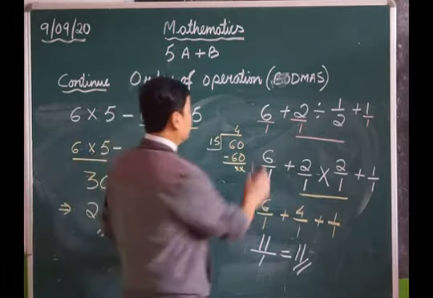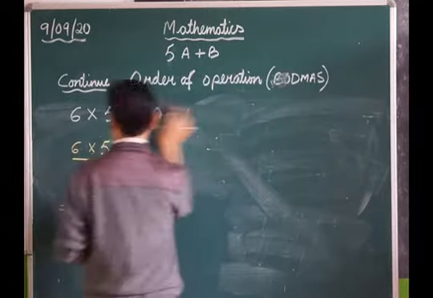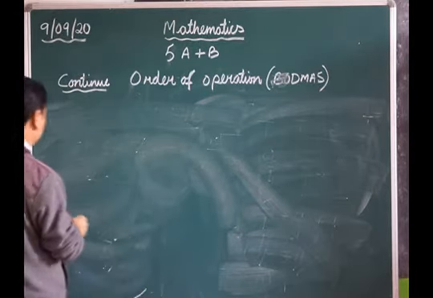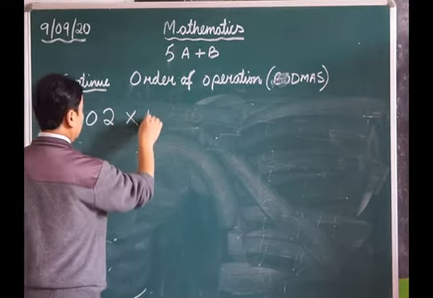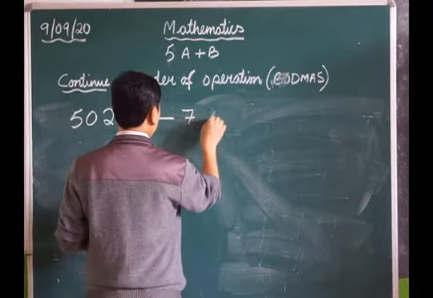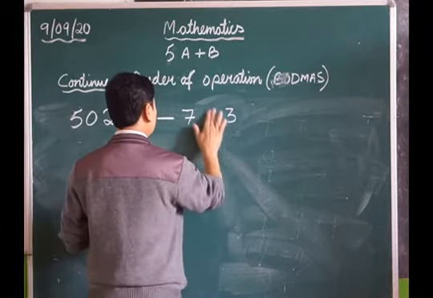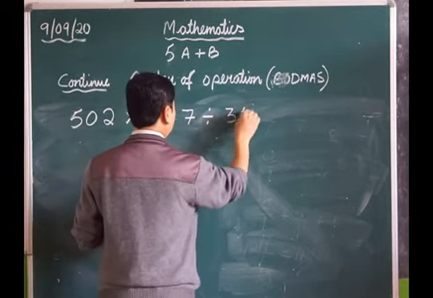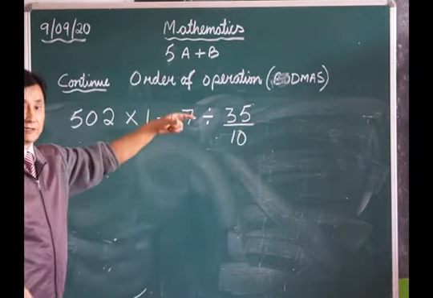Okay? So let's do one more sum like this sum. You ready? Well, let's put a big number. 502 into 1 minus 7 into 35. Not into, let's not do into, let's do just like the previous sum. Divided by 35 upon 10. Now it looks like the same sum that we did previously.